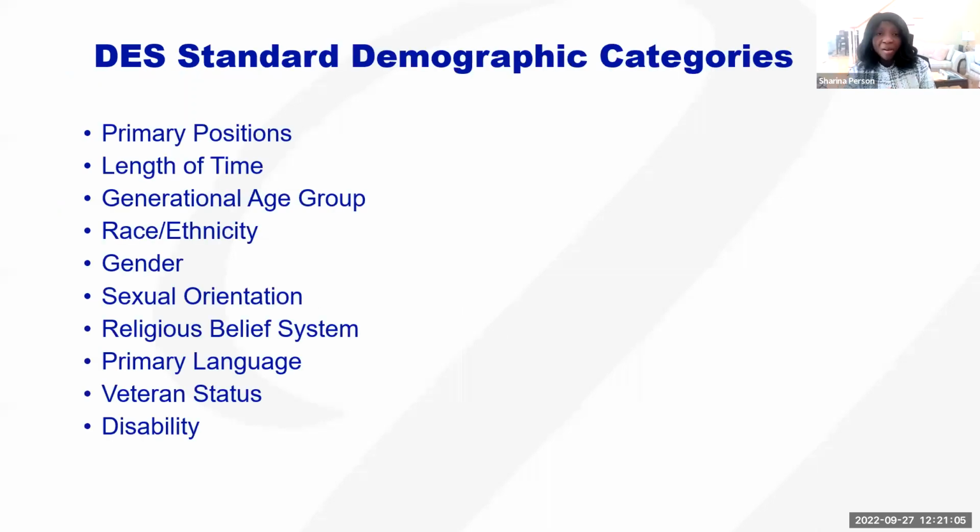So the standard demographic categories that we ask are primary position at your institution, length of time, generational age group, race, ethnicity, gender, sexual orientation, religious belief system, primary language, veteran status, and disability status.